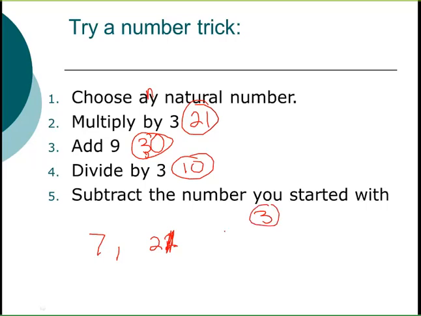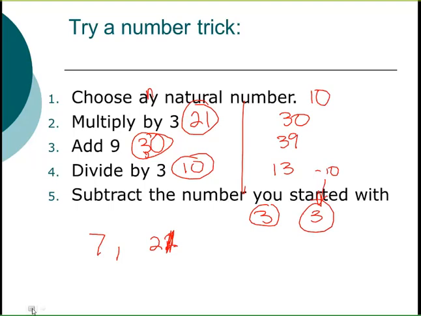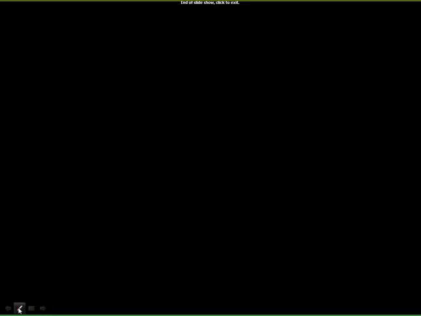So let's try a different number, like 10. If I try 10, I multiply by 3, I get 30. Add 9, and I get 39. Divide by 3, and I get 13. Subtract the number I started with, 10, and I get 3. So this one's a number trick where it doesn't matter what number you start with, you always end up with 3. So it's just looking for, do you see the trick, how it works?